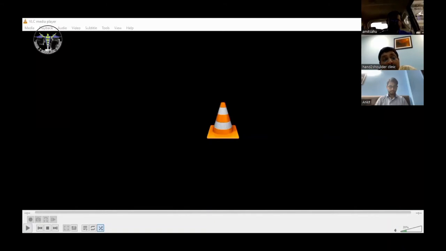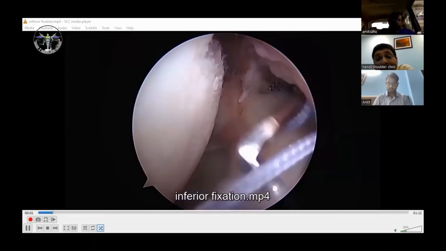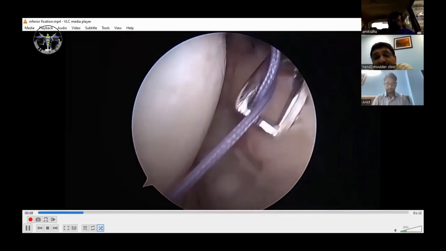So how do we do it? First, we just take the. Can you see the screen now? Yes, sir. Video? Yes, sir. So what we do, we are able to see the video.